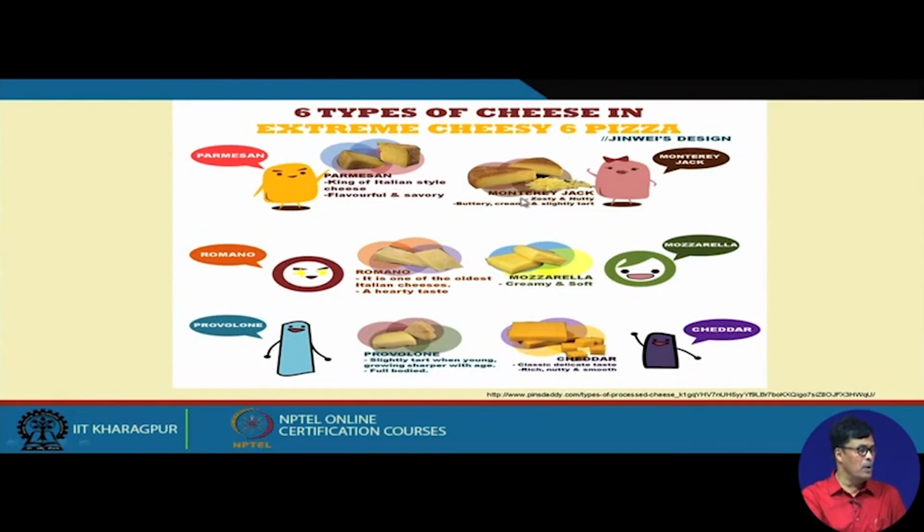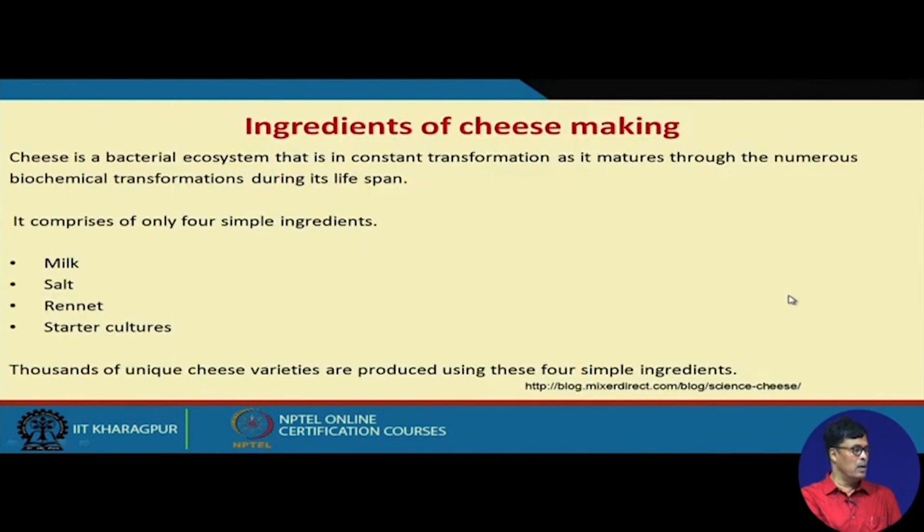Then we have Monterey Jack, then Romano, mozzarella, provolone and cheddar, which are the cheeses used in pizzas. The ingredients required for the cheese making process are milk, salt, rennet and starter culture, because all play a very important role in the cheese making process.